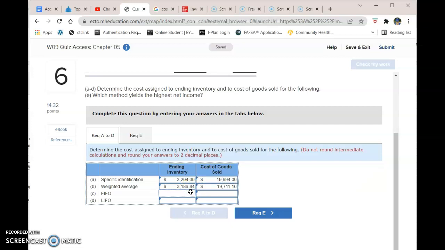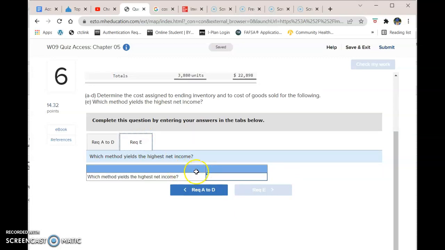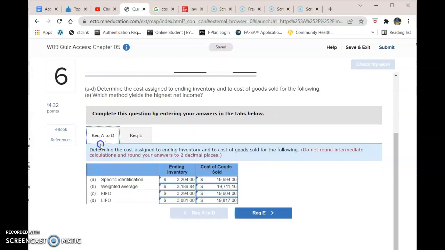First in, first out. Got that. 604. And then 3081 that we just did. And then the 19,817. So once we've got all those numbers in there, all those calculations, all that's left to do is part E, which method yields the highest net income.